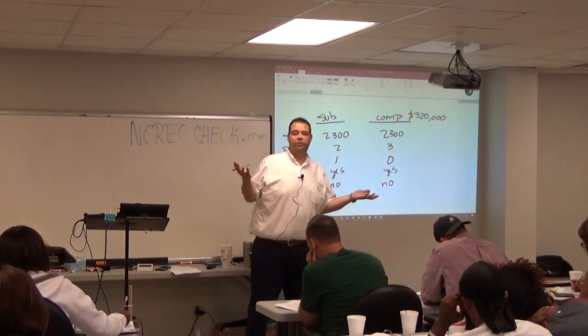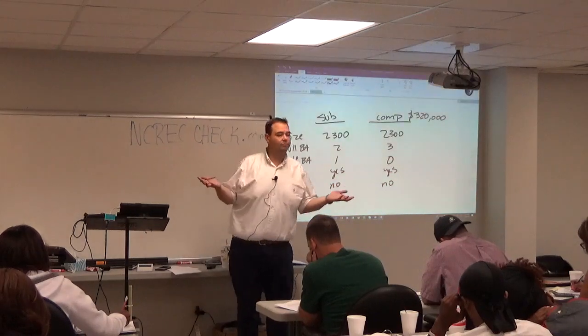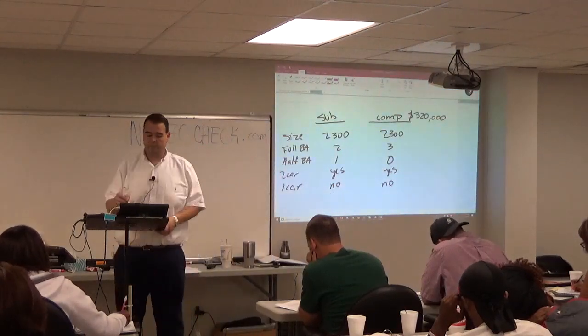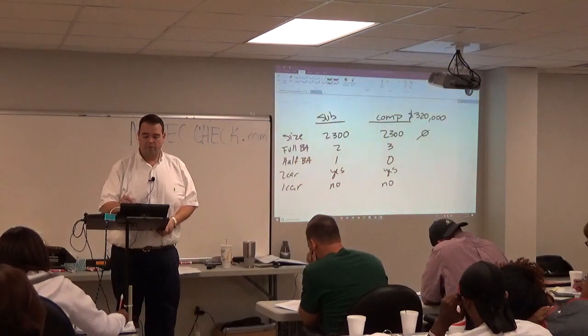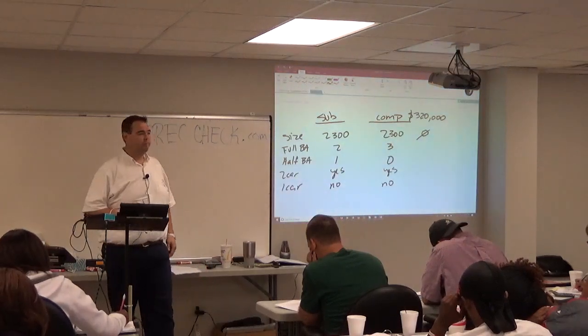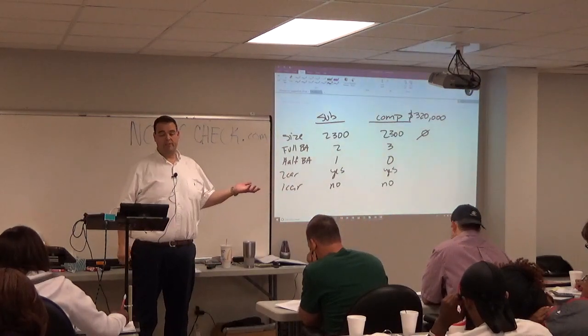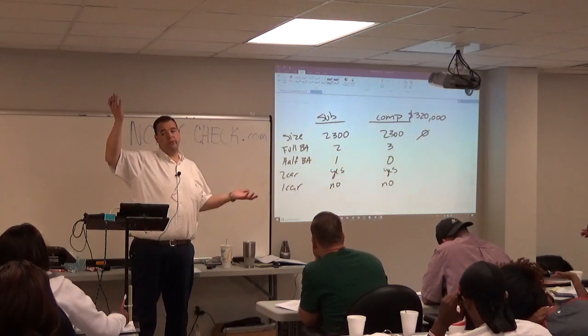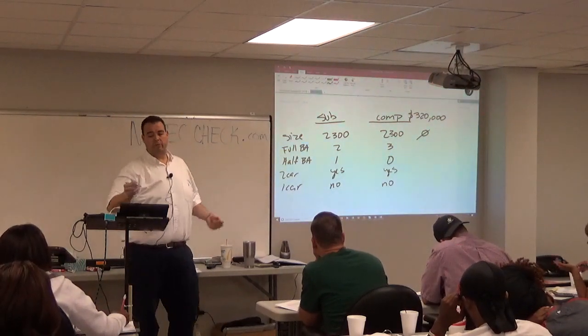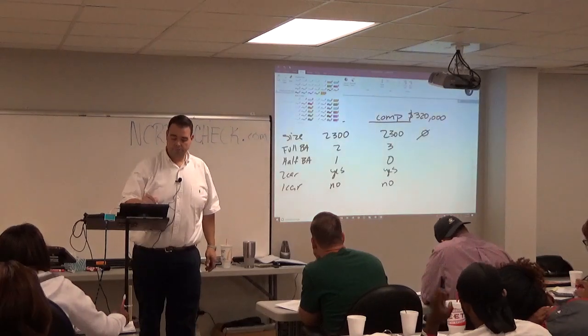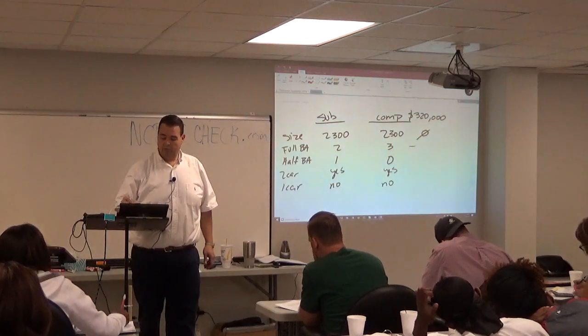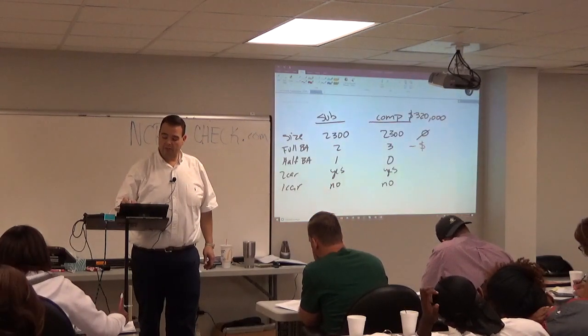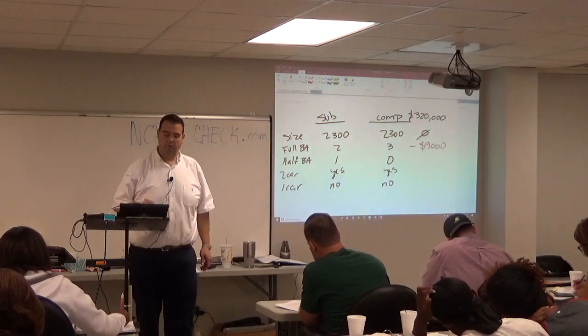2,300 subject, 2,300 comp. Do we need to make an adjustment? No, that's a 0. They're already the same. Full baths, do we need to make an adjustment? Yes. Here's my subject with 2 full baths. Here's my comp with 3. Which way do I need to adjust? Down. I need to come down by how much? $9,000, because that's what they told me was the value of a full bath.